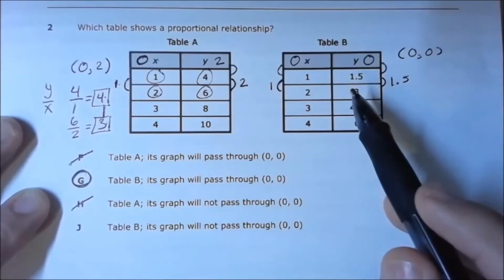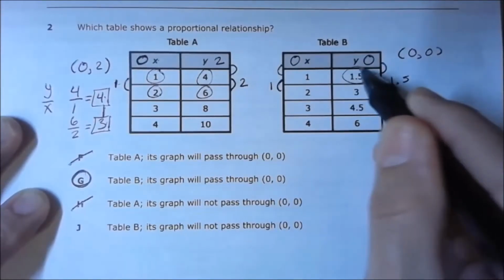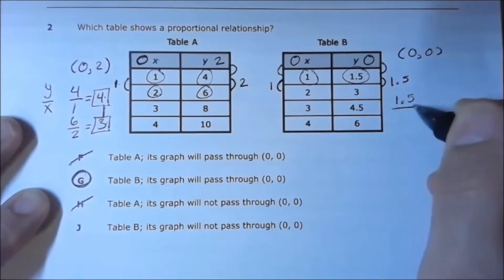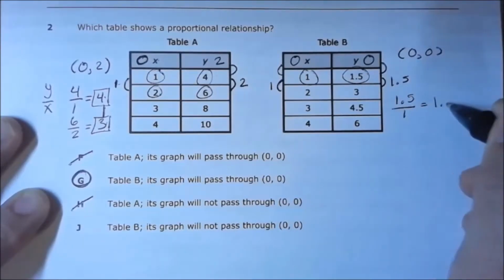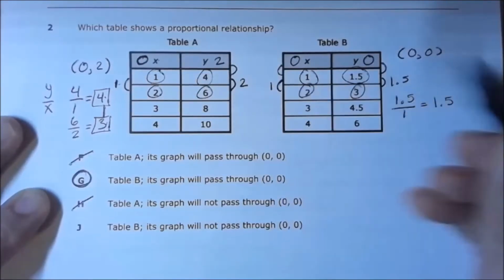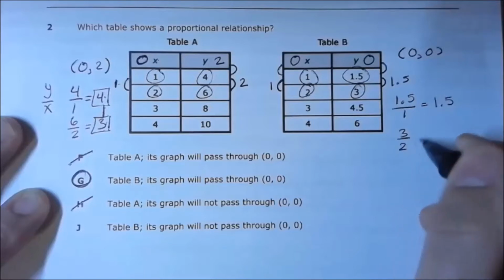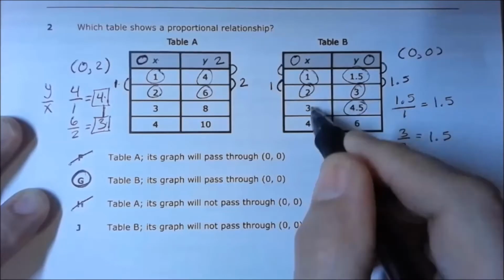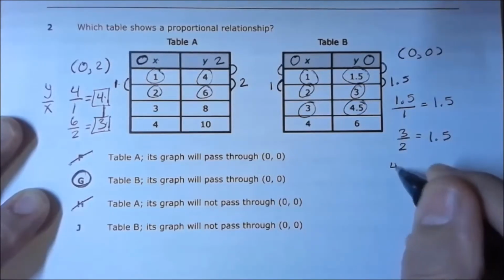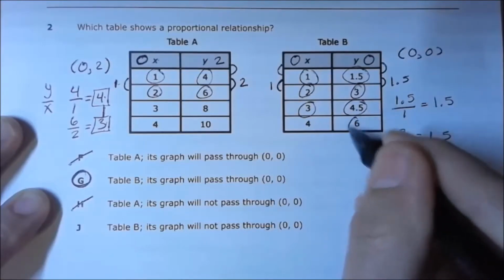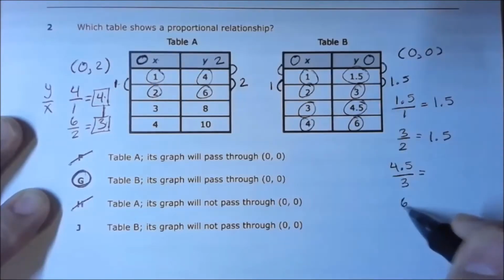So that tells me, again, that it is not proportional. Watch what happens when I check B that way. I'm going to put my y over my x. So I'm going to do 1.5 over 1, and that gives me 1.5. I can go ahead and put 3 over 2. And 3 over 2 is also equal to 1.5. And if I wanted to, I could also say, well, let's keep going and check all of them. We could have 4.5 over 3, and then we could have 6 over 4.